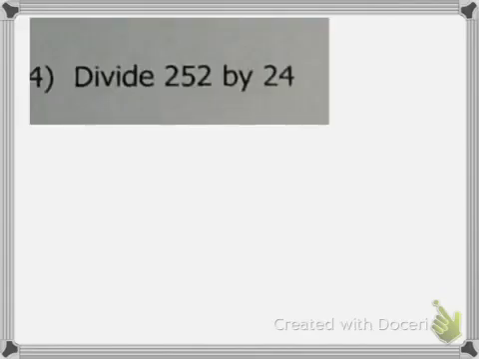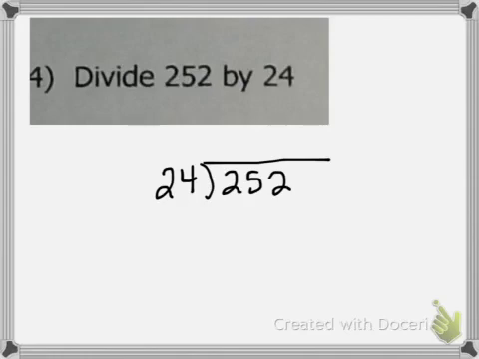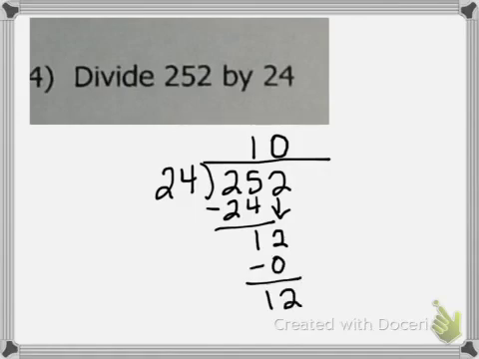Number 4, divide 252 by 24. So I'm going to write it with a long division symbol. 24 can go into 25 one time. 1 times 24 is 24. The difference is 1. Bring the 2 down. 24 cannot go into 12, so I need to show that by putting a 0 over the 2 as a placeholder. 0 times 24 is 0, and my difference is 12.